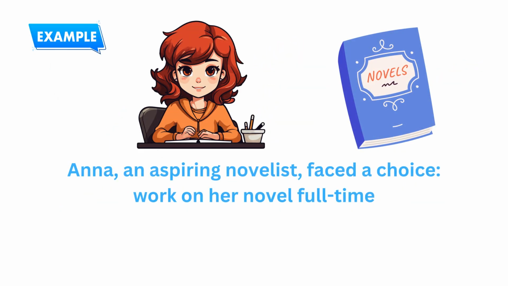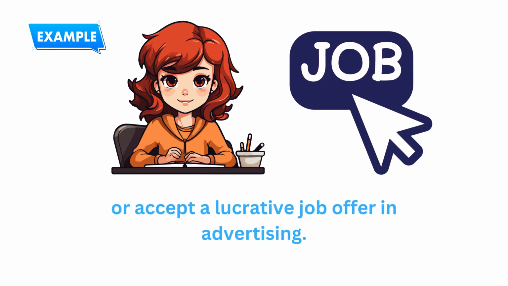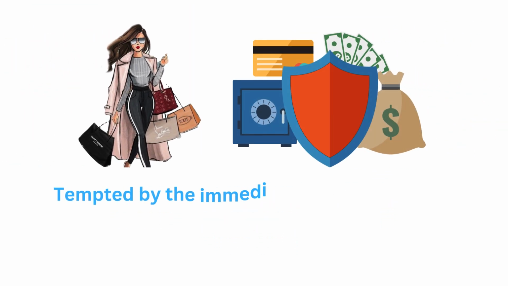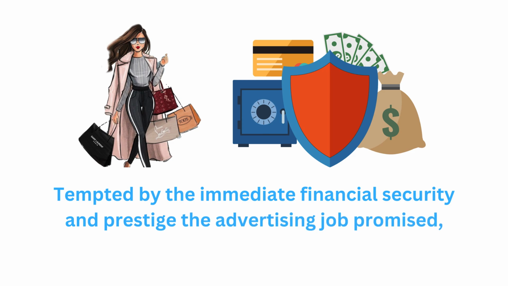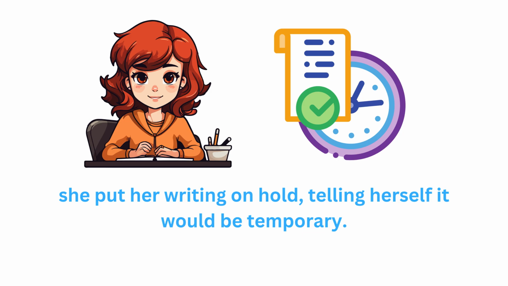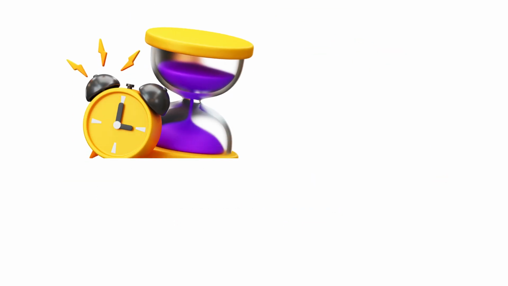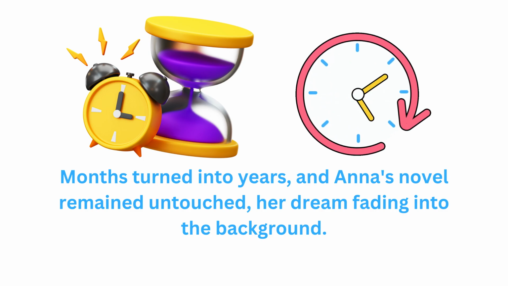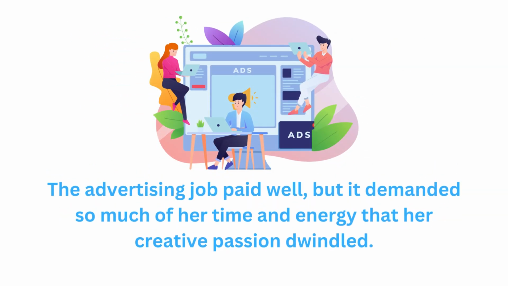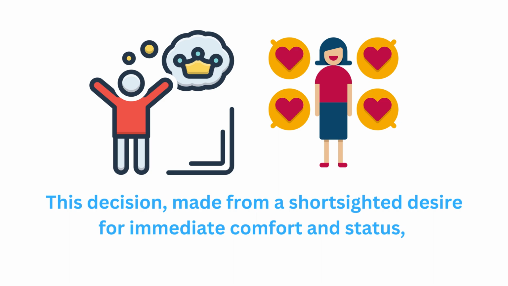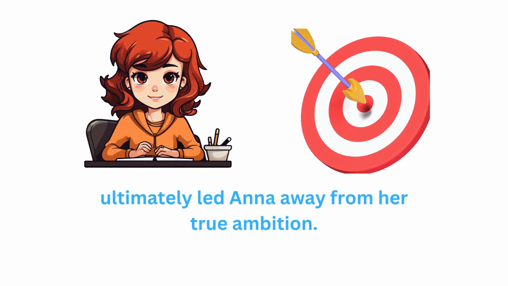Example: Anna, an aspiring novelist, faced a choice: work on her novel full-time or accept a lucrative job offer in advertising. Tempted by the immediate financial security and the prestige the advertising job promised, she put her writing on hold, telling herself it would be temporary. Months turned into years and Anna's novel remained untouched, her dream fading into the background. The advertising job paid well, but it demanded so much of her time and energy that her creative passion dwindled. This decision, made from a short-sighted desire for immediate comfort and status, ultimately led Anna away from her true ambition.